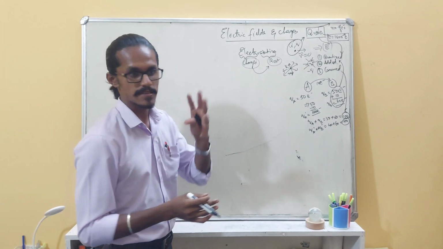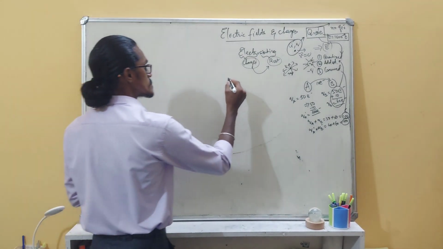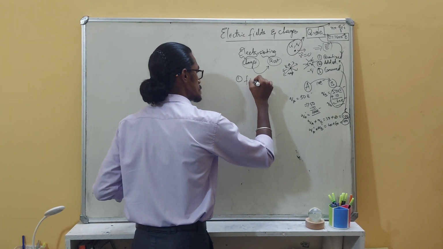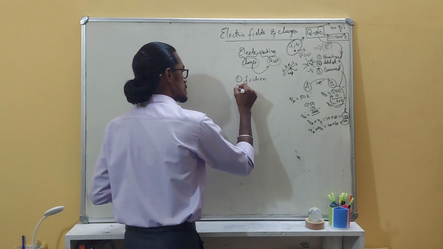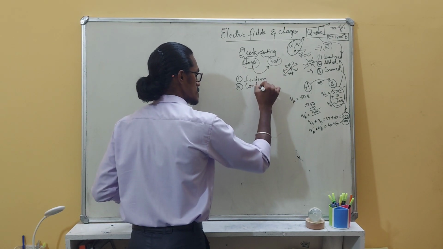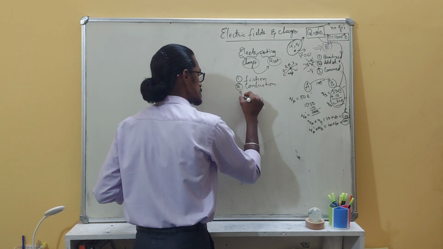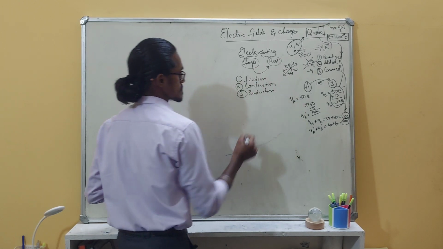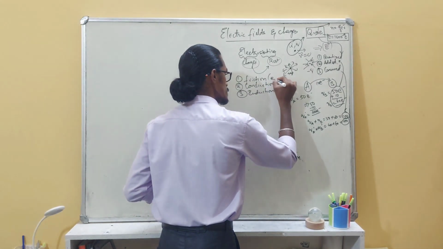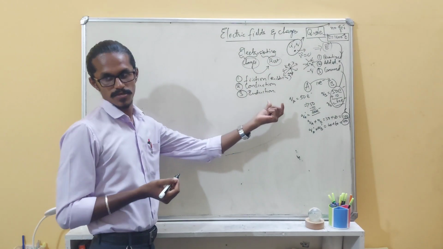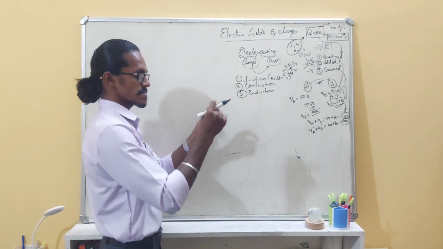Charging can be done in three variations. The first process of charging is friction, and the second is by direct contact, conduction. The third process is induction. Friction is nothing but rubbing the system. That is called friction. Conduction is nothing but a direct contact.